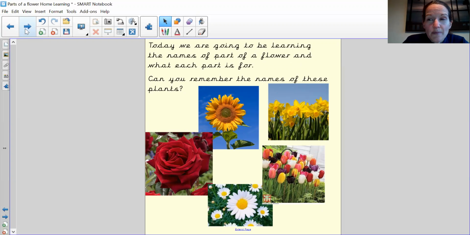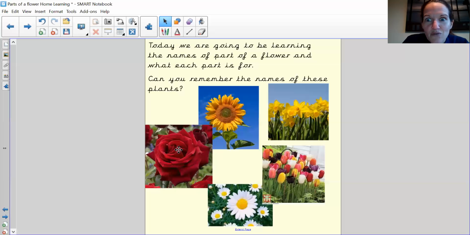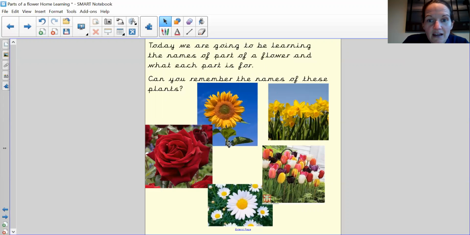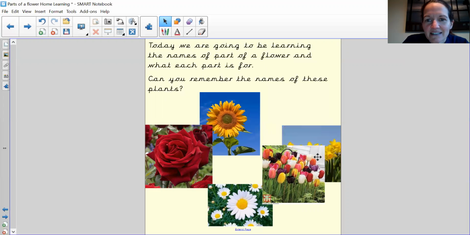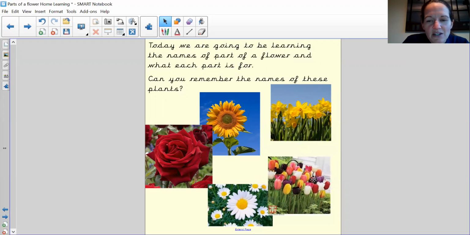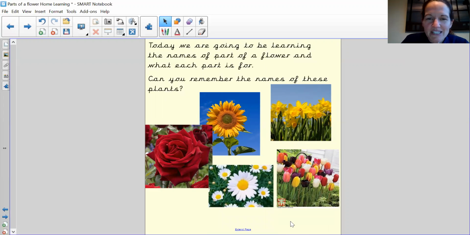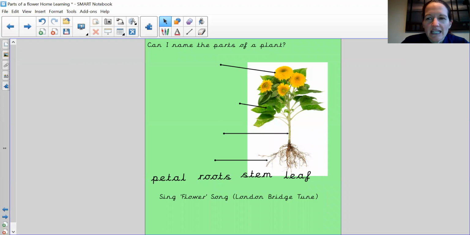So can you first remember some of the names of these flowers on the screen? When I move it, I'm going to shout it out. What's this one? Oh, well done. If you said rose, sunflower, daffodils, well done. These ones we'll see pretty soon in the spring. Tulips. Oh, you're right. And those are daisies. Well done. So we need to make sure we remember the names of some of these common plants that we see growing around. So let's try and put these parts of the flower together.